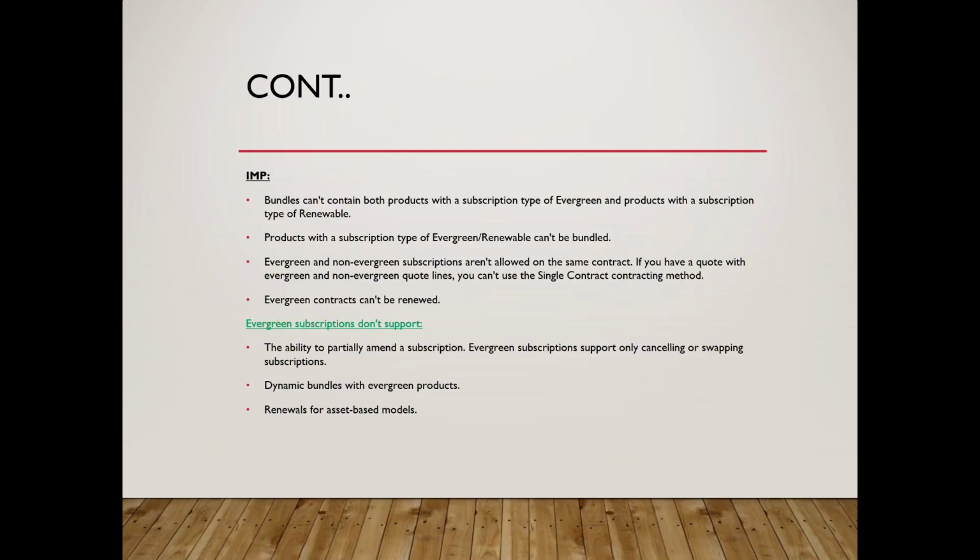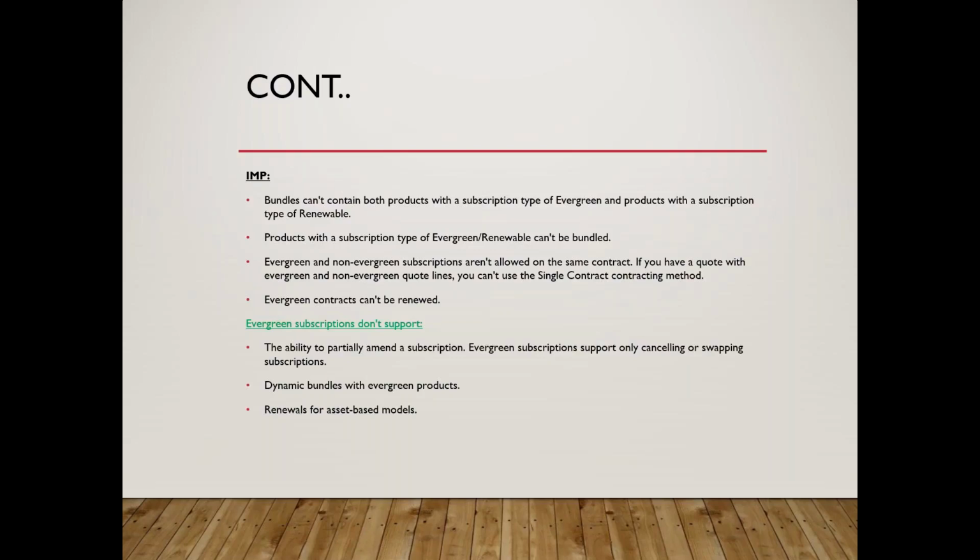But I'm just saying, for example, I created one single quote. On that quote, I have two products: one product with the renewable subscription type, which is the renewal product, and one product with the evergreen subscription type. I created that quote and added both products, the renewable product as well as the evergreen product. Two quote lines will be created, one for evergreen and one for renewable. Once we create the order, it will have both order lines, meaning both products, one renewable product and another evergreen product.